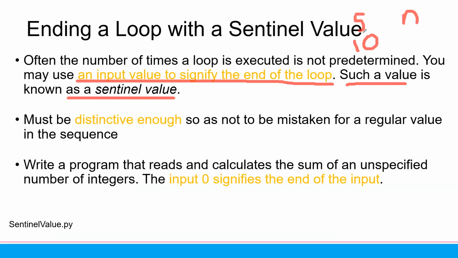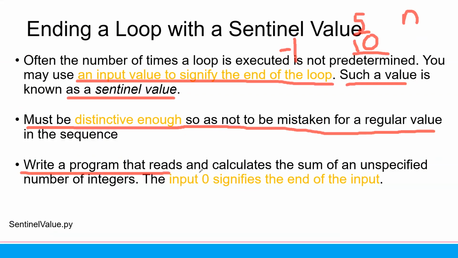If we define 5, it will be 5 times. If you define 10, it will be 10 times. Or you can define it yourself, for example, if I press enter, finish. Or if I put -1, then finish. This sentinel value must be distinctive enough, so as not to be mistaken for a regular value in the sequence.